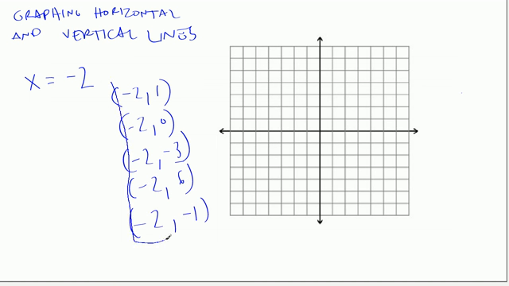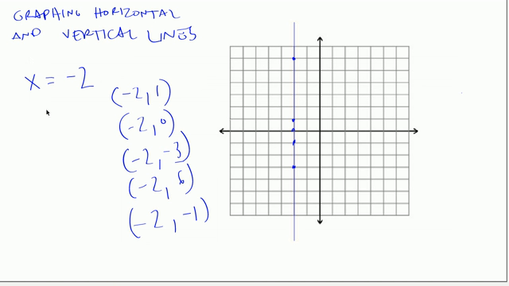The commonality of all these points is they all have a negative 2 as the x coordinate, which means they should graph in a vertical line, which we'll find out now if they do or not. So negative 2, 1 is here, negative 2, 0, negative 2, negative 3, negative 2, 6, and negative 2, negative 1. They all line up in a vertical line. This vertical line is the graph of x equals negative 2.